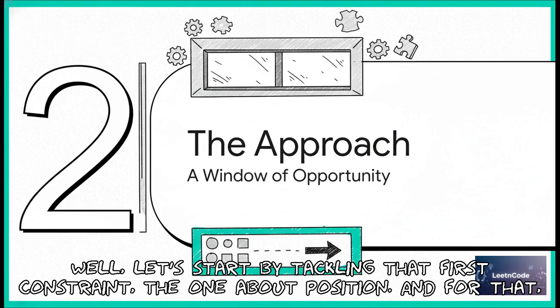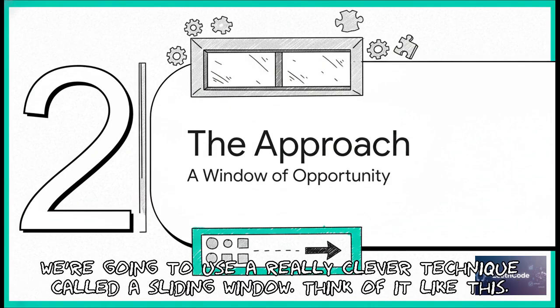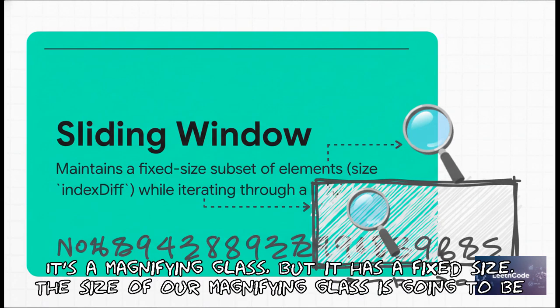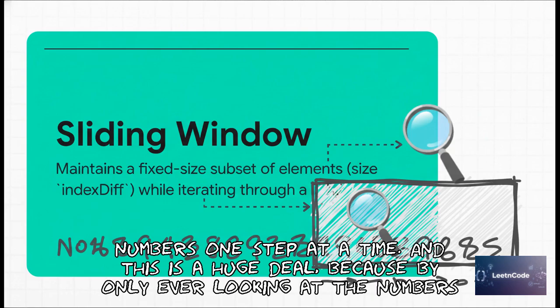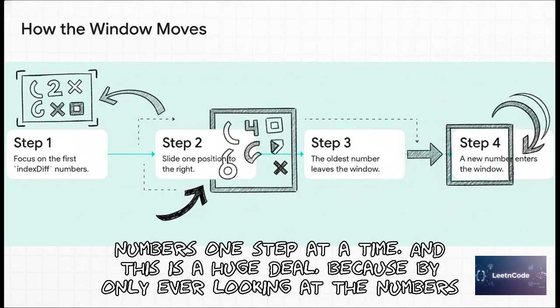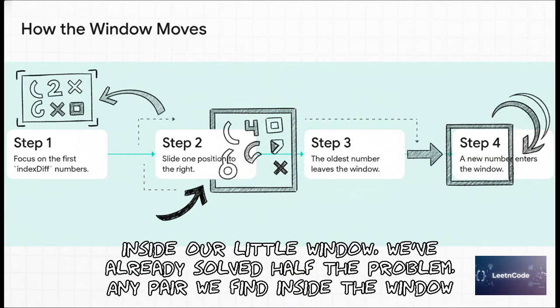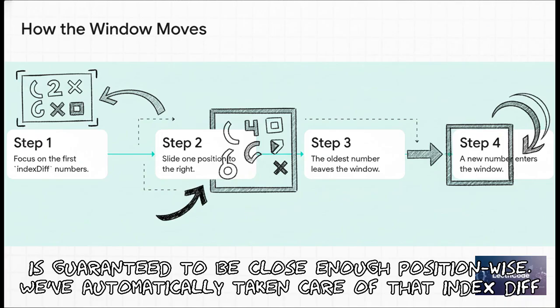Well, let's start by tackling that first constraint, the one about position. And for that, we're going to use a really clever technique called a sliding window. Think of it like this. It's a magnifying glass, but it has a fixed size. The size of our magnifying glass is going to be exactly index diff, and we just slide that magnifying glass across our entire list of numbers one step at a time. And this is a huge deal, because by only ever looking at the numbers inside our little window, we've already solved half the problem. Any pair we find inside the window is guaranteed to be close enough position-wise. We've automatically taken care of that index diff rule.